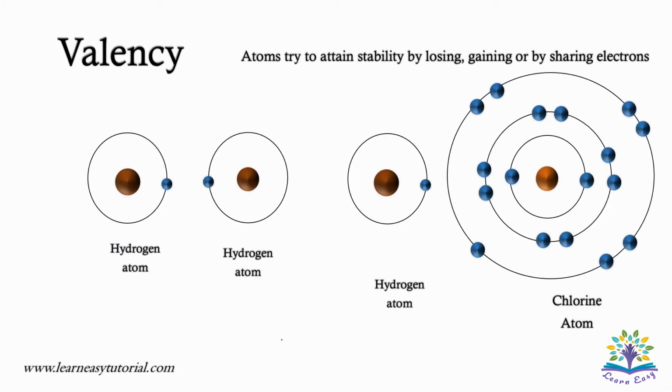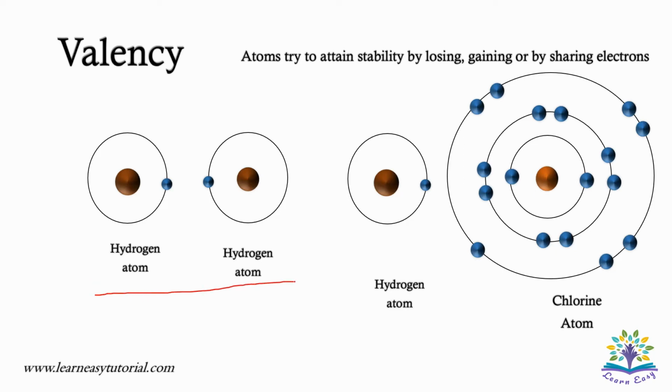So, what will these atoms do to attain stability? They will lose, gain, or share electrons to become stable. Let's see the case of sharing first.